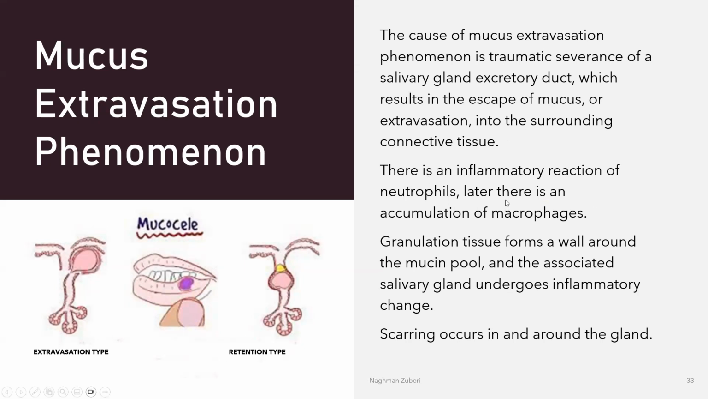There is an inflammatory reaction of neutrophils. Later, there is an accumulation of macrophages. Granulation tissue forms a wall around the mucin pool, and the associated salivary gland undergoes inflammatory change. Scarring occurs in and around the gland.